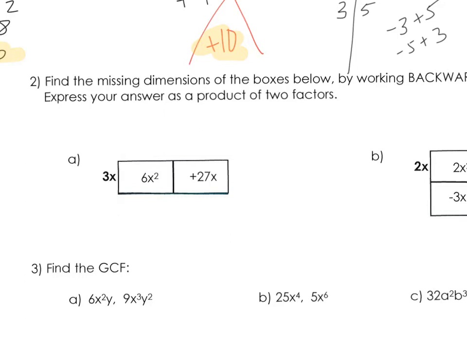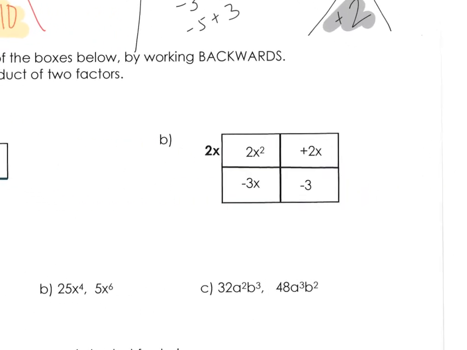If I have a 6x squared in the middle, this is going to have to be a 2, and I need an x there. What do I multiply by 3 to get 27? That's going to be 9. I need to make sure I put a plus here. And I don't need an x in that case because it already has an x on the outside for the 3x.